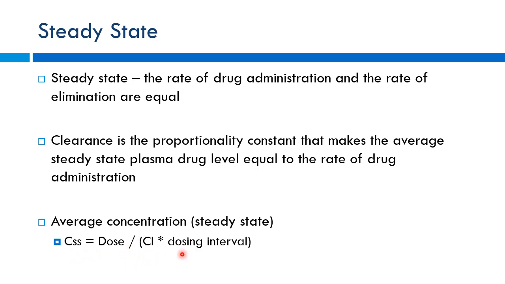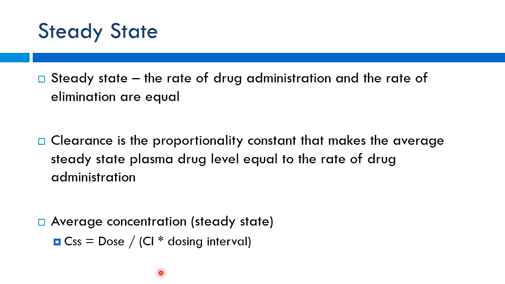Right, and I mentioned that the dosing interval is how often we're giving the drug, whether it be Q24 hours, Q12 hours, Q6 hours, whatever it happens to be. So, looking at this, if I give a bigger dose, what do you think that does to my steady state concentration? Should increase, right? That makes pretty logical sense. The average concentration in the body should increase if I give a bigger dose.